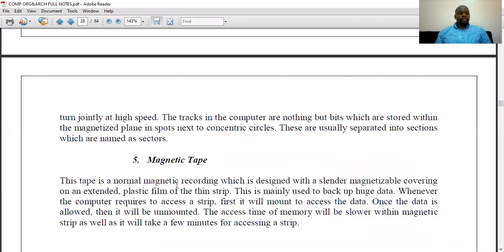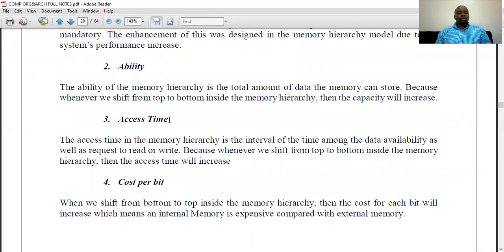And then the next thing is access time. Access time is the amount of time required to access the instructions or data in a memory unit. The access time in the memory hierarchy is the interval of time between the data availability and the request to read or write. Do you understand this statement? It is the interval of time between data availability and request to read or write.